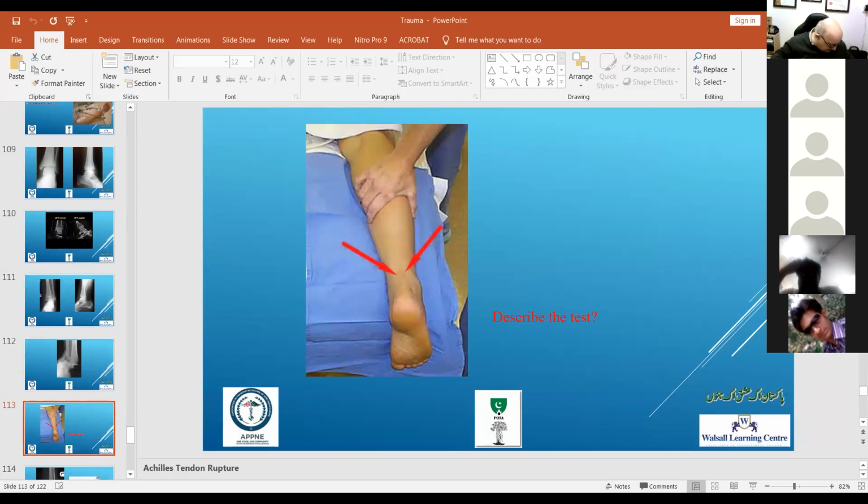This is Simmonds' squeeze test for the tendo-Achilles function. What are we looking at? It is telling us what the Achilles tendon is doing, isn't it? Yes, sir. Okay, so tell me the management of Achilles tendon rupture.